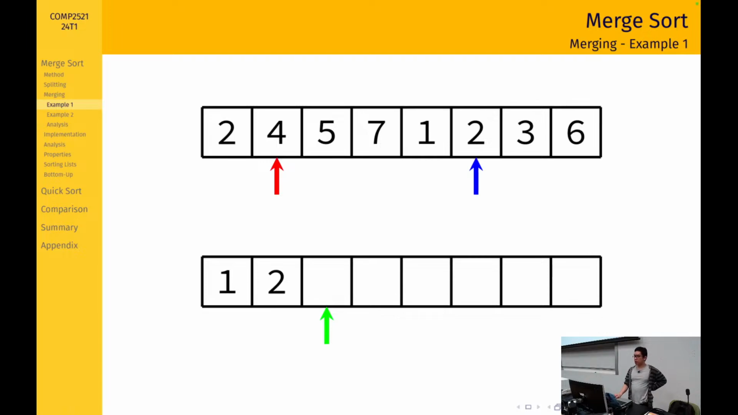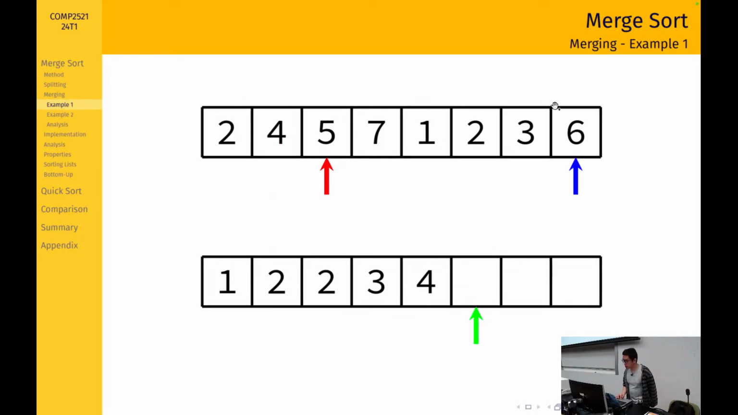Then we're going to repeat. So now we're comparing 4 and 2, right? Since 2 is smaller, we're going to copy that down. Now we compare 4 and 3. Since 3 is smaller, we copy that down. Now we compare 4 and 6, right? Since the 4 is smaller, we copy that down.